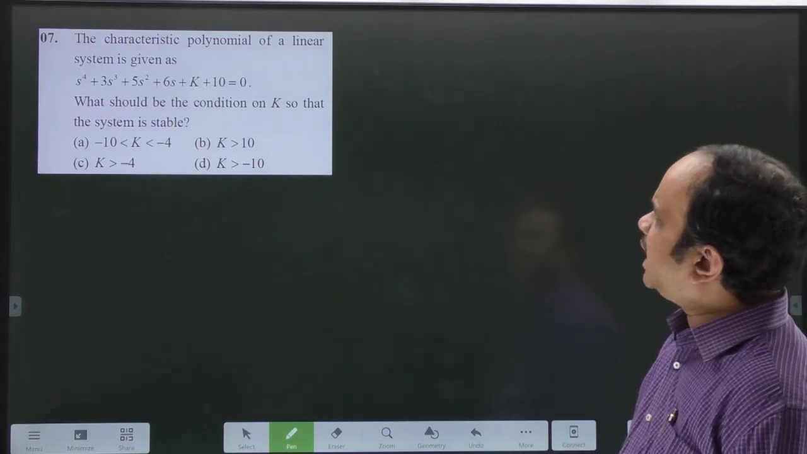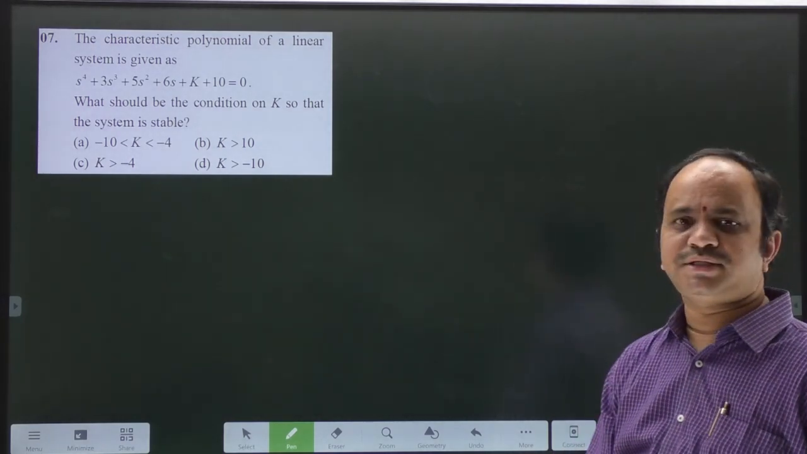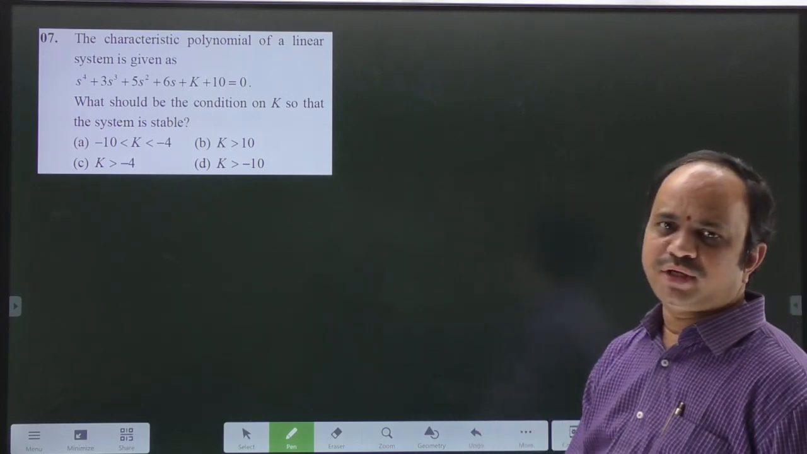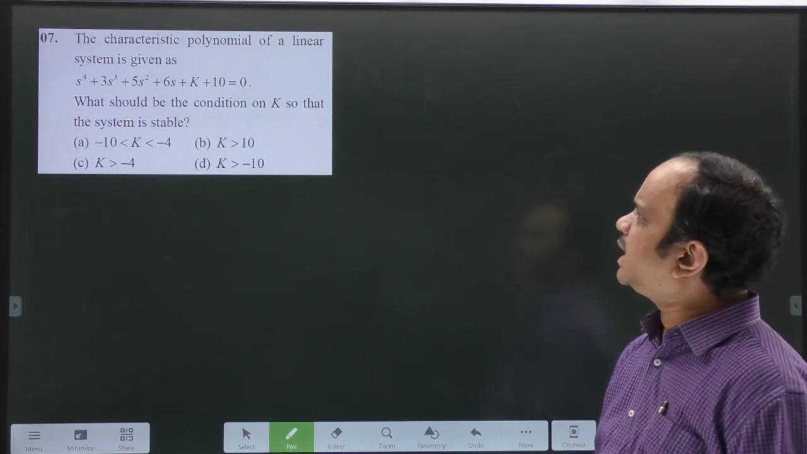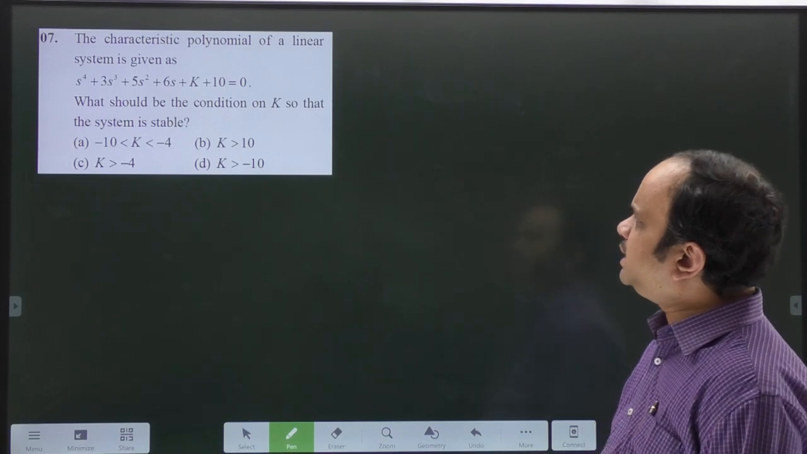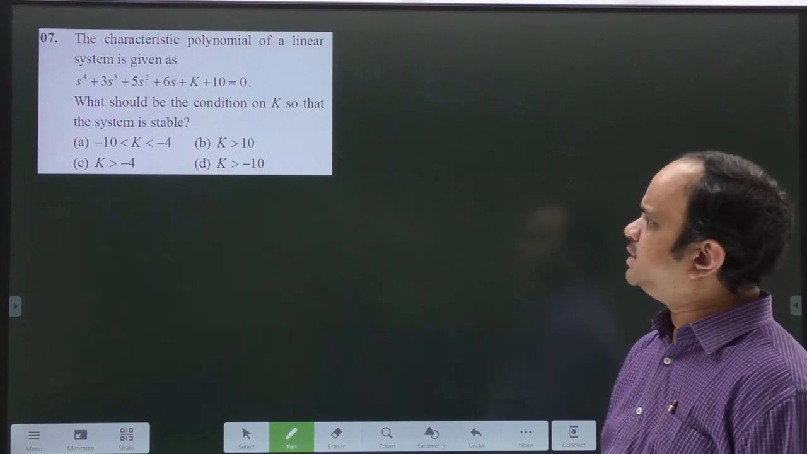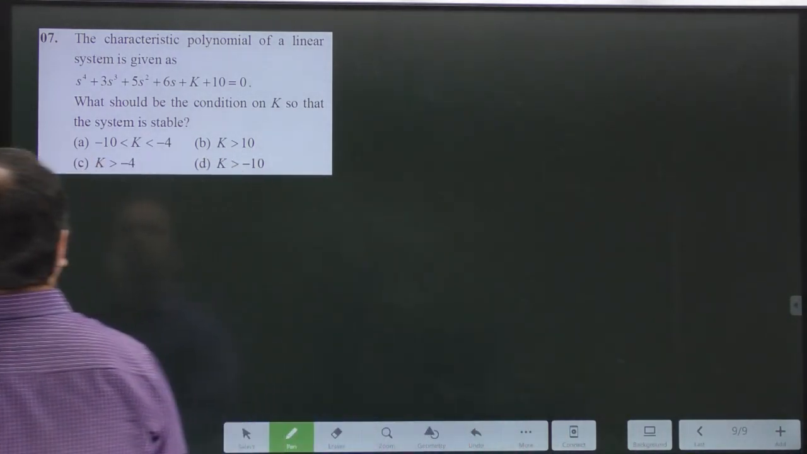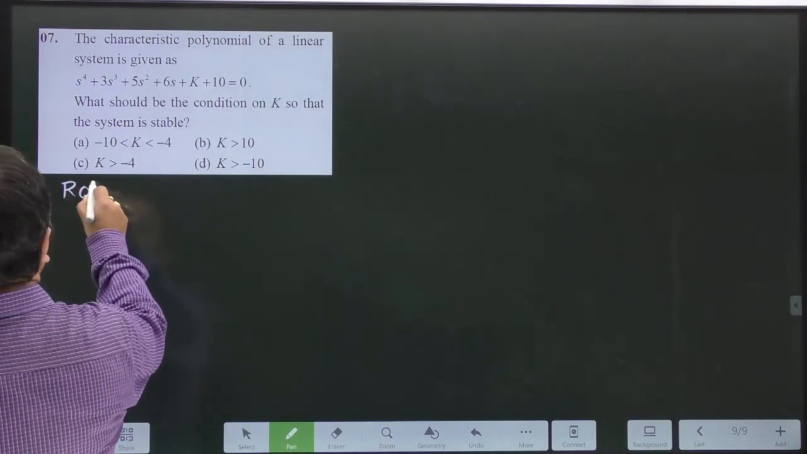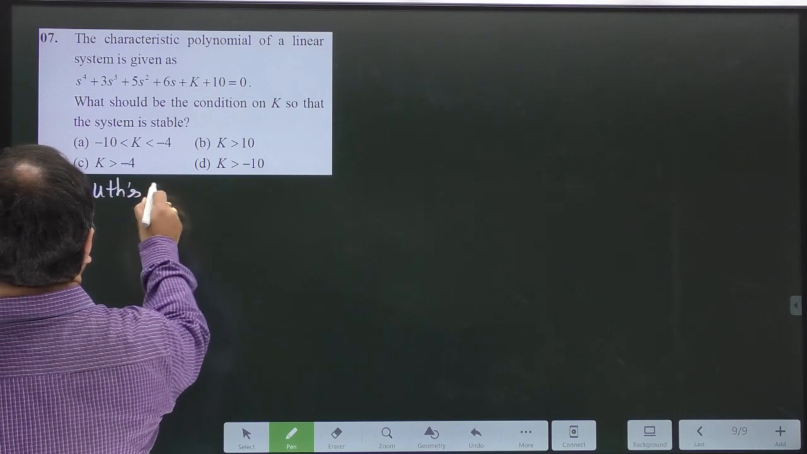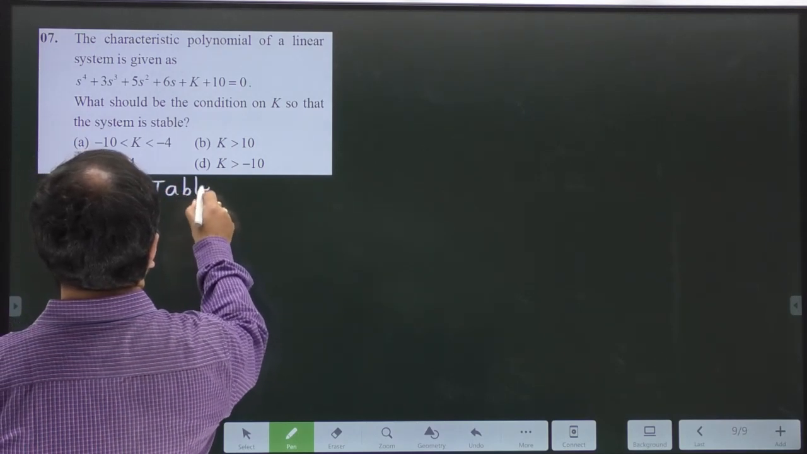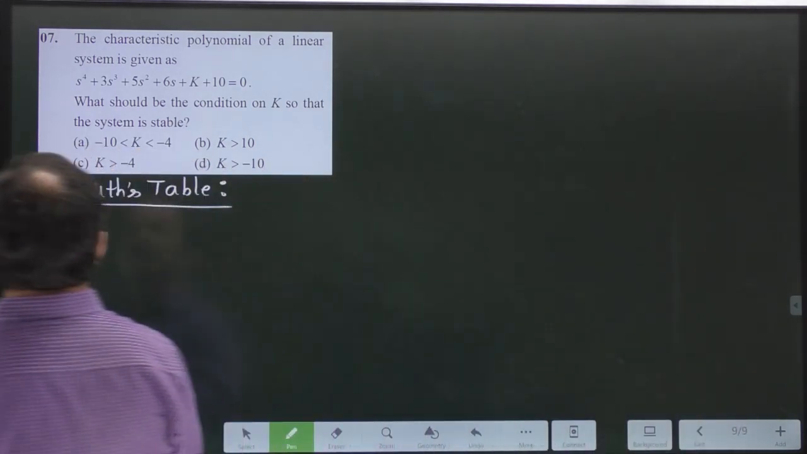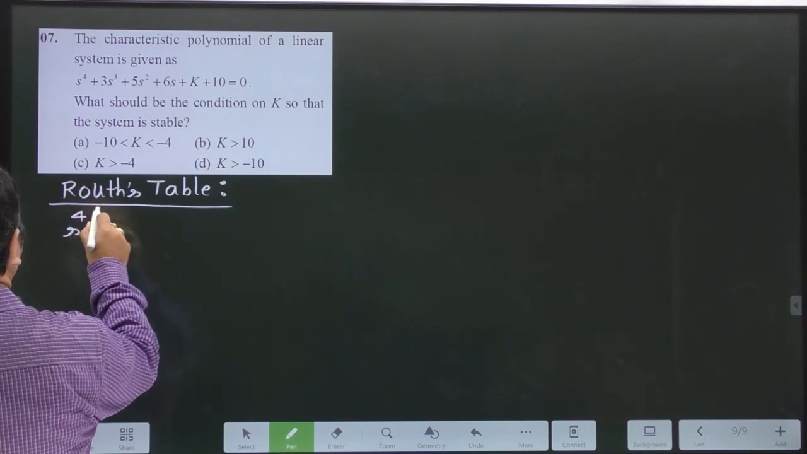In this question, the characteristic polynomial of a linear system is given as s power 4 plus 3s cube plus 5s square plus 6s plus k plus 10 is equal to 0. What should be the condition on k so that the system is stable? So whenever this type of question is given, what method you have to apply? You have to choose Routh analysis. So let us define Routh's table here. You can start with the highest power of the characteristic equation, that is s power 4.